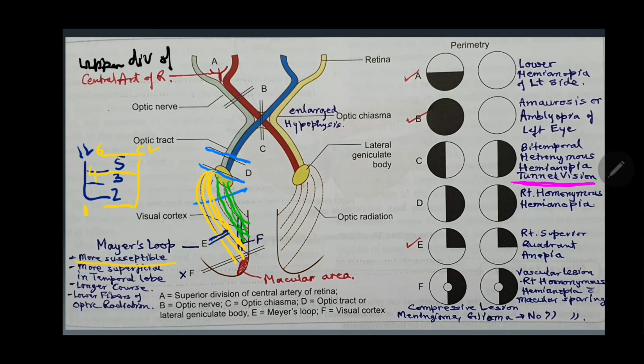Remember that if this type of diagram comes in the exam, they can mention it with a different word. This type of lesion is called pie in the sky. This type of lesion is called pie in the sky, right?